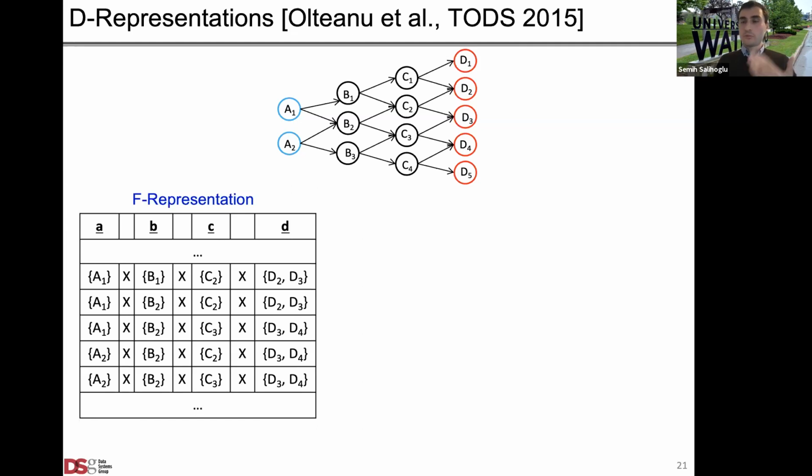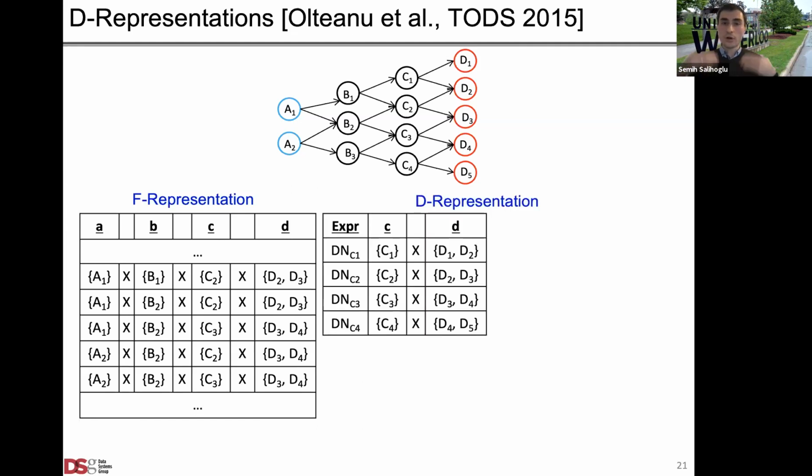The way we would form a D representation is that we'd first generate subrelations for all the subpaths starting from C's, and we give them a name. So dnc1 here, which stands for d naught c1, represents the Cartesian products in F representation, c1 times d1 d2, okay? So it represents the two paths that start from c1, so on and so forth for c2, c3, and c4.